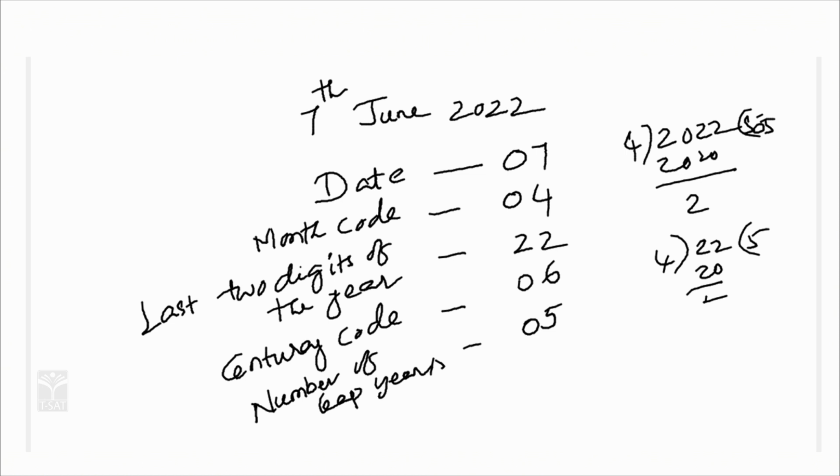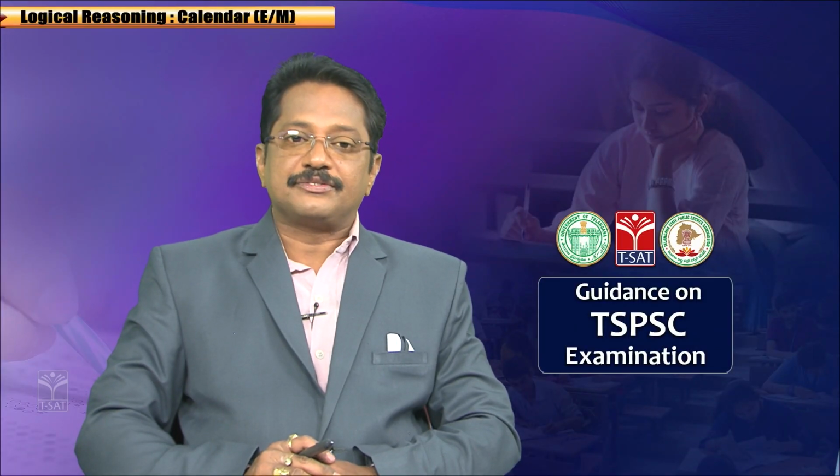Next one is 4, next is 22, correct, next is 6 and the next one is 5. So, this is very clear. Once again, I am saying all these things, verified carefully.